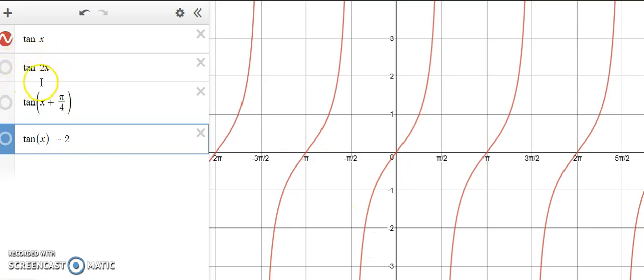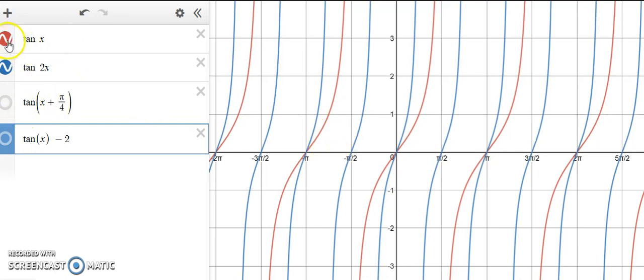So now let's look at what happens when we do tangent of 2x. We should know by now what this number on the inside does. That's our b number. That's going to change our period. So if our period was pi, our period now should be pi over 2. Remember, a big number in there makes our period smaller, and a small number makes our period bigger. So now our period's going to be pi over 2. Let's see what happens with that.